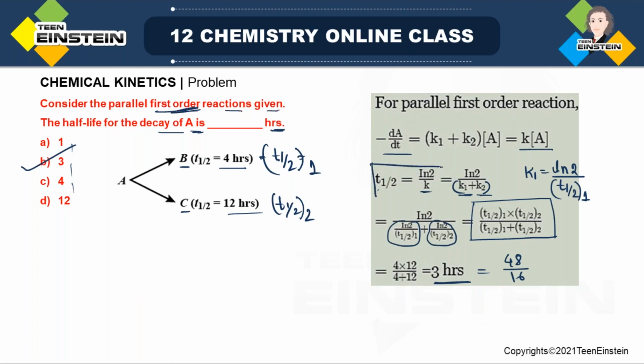So we took the help of this relationship, which we have already seen in first order reactions, and we also know here that K is equal to K1 plus K2. So we have taken the help of these two equations to find the answer.